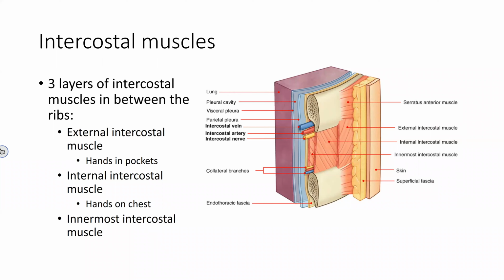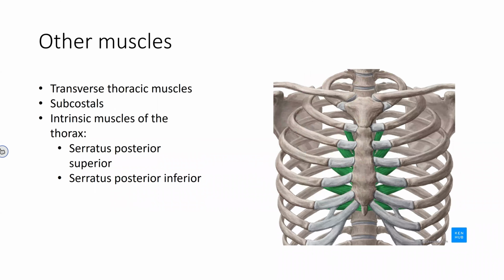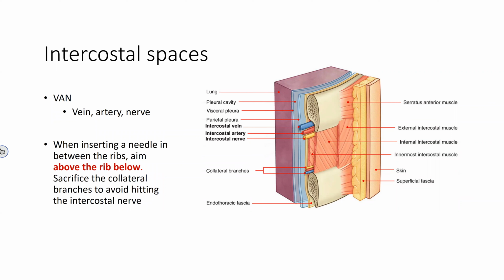Intercostal muscles, this is important to remember. So the external intercostal muscles, the direction of the fibers, are hands in pockets. The internal intercostal muscles are hands on chest. And most intercostals, it depends where you read, but they're generally hands on chest as well. Other muscles are less important.